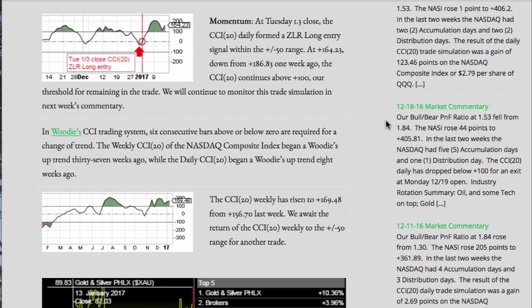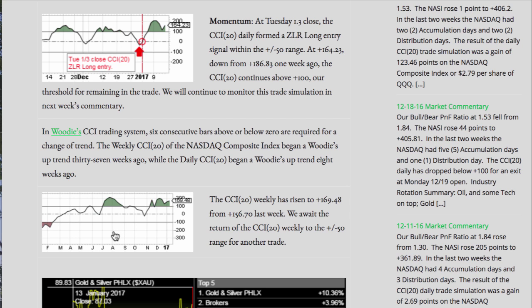In Woody's CCI trading system, 6 consecutive bars above or below 0 are required for a change of trend. The weekly CCI 20 of the Nasdaq Composite Index began a Woody's uptrend 37 weeks ago, while the daily CCI 20 began a Woody's uptrend 8 weeks ago.